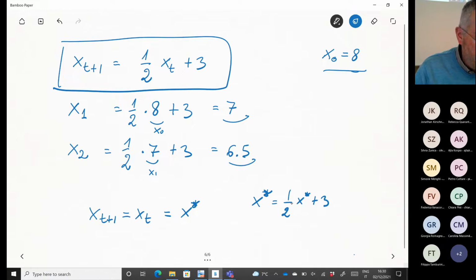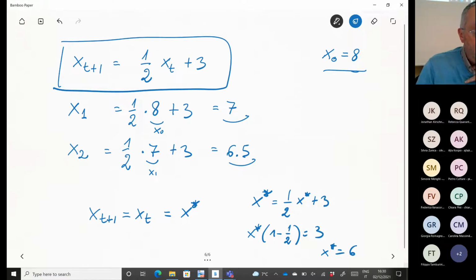Okay, so move this to the left. X star times 1 minus 1/2 equal to 3. This is 1/2. So x star is equal to 6. Okay? So there exists a steady state solution.